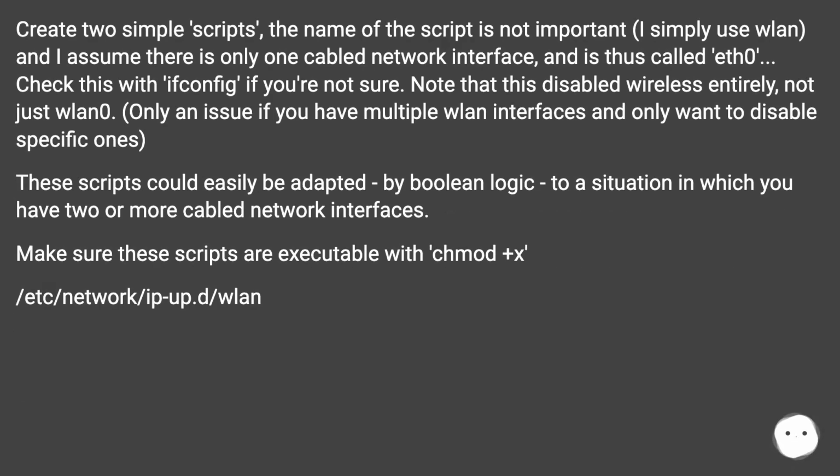Create two simple scripts. The name of the script is not important, I simply use wlan, and I assume there is only one cabled network interface, and is thus called eth0. Check this with ifconfig if you're not sure. Note that this disables wireless entirely, not just wlan0. Only an issue if you have multiple wlan interfaces and only want to disable specific ones.